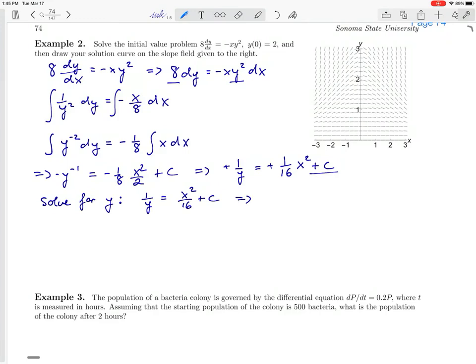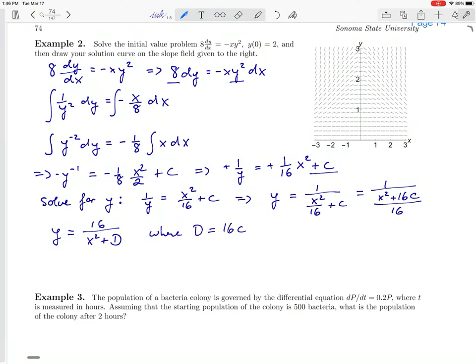I can take the reciprocal on both sides and get y/1 = 1 over (x²/16 + C). And bringing that on a common denominator, I have 1 over (x² + 16C) divided by 16, but that gives me y = 16 divided by (x² + D). I'm going to call 16C equal to D, just to make my life a little bit easier. They're just arbitrary constants, so I'm okay here.